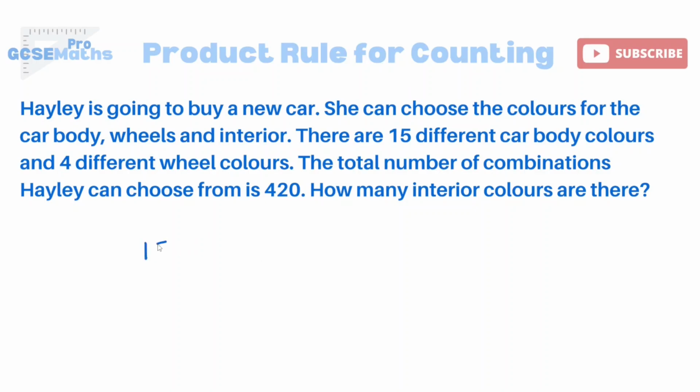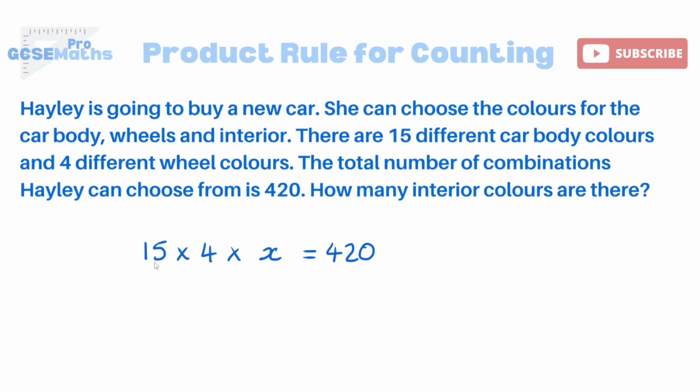So I can just use 15 times 4. And if I knew the number of interior colours, then I would times it by that, wouldn't I? Because again, that's a separate category. In this case, I'm just going to use the letter X to represent the interior colours, because I don't know what it is. Now, in this case, they've actually told us that that calculation would equal 420, wouldn't it? Do you see how if I set it up like this, it's effectively just an equation, isn't it? And now I just need to rearrange and solve the equation for X.